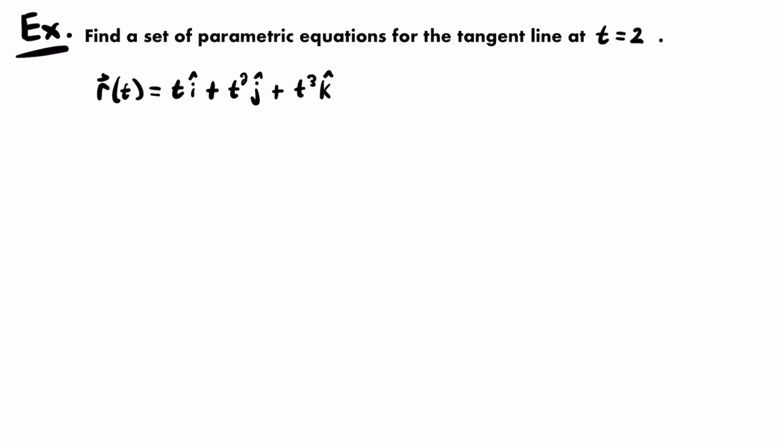The point of tangency at this value of t will be the point for the set of parametric equations, and the tangent vector at that value of t will be the direction vector for the tangent line that we need in order to set up the parametric equations. Okay, and so if you're not familiar with the parametric equations for a line in 3D space, feel free to go back to my lesson video on lines in 3D space.